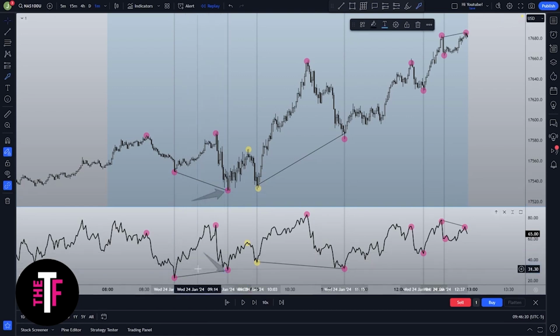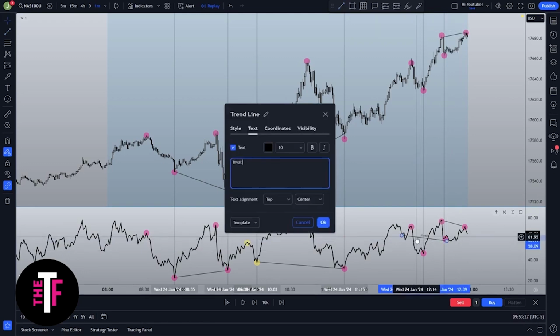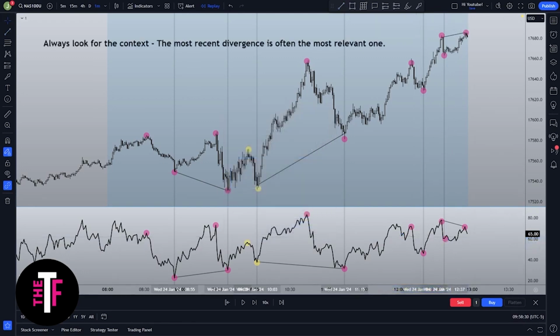Here are some final quick tips for getting more consistency out of your divergences. If the line that you're drawing to connect highs or lows on price or your oscillator go through said price or oscillator like this, then the divergence is invalid. If it seems like multiple divergences are occurring at the same time, take a moment to assess the context. You almost always want to only concern yourself with the most recent one.